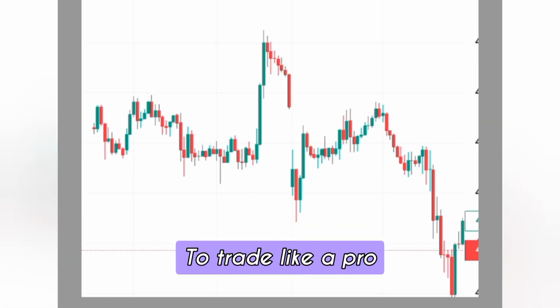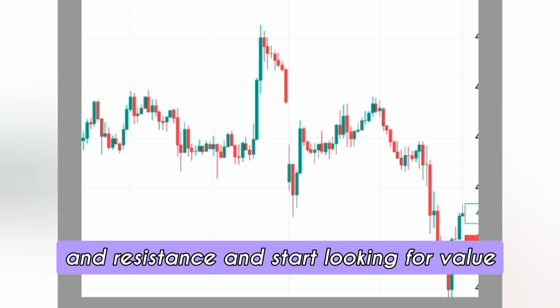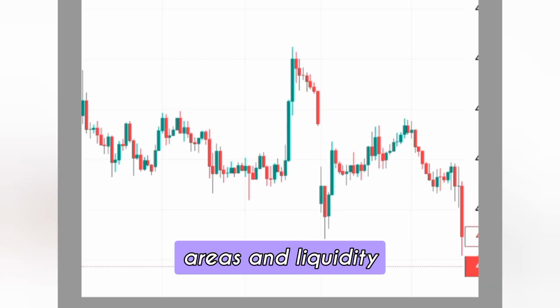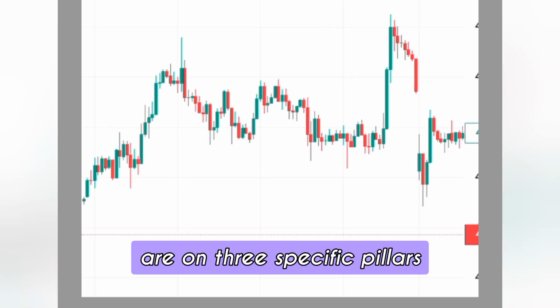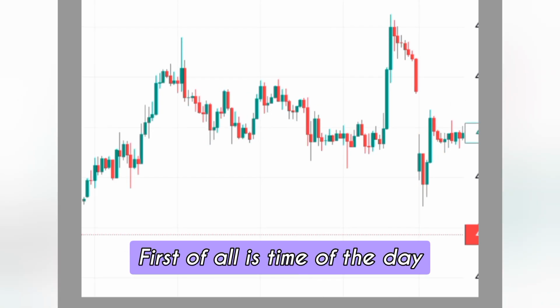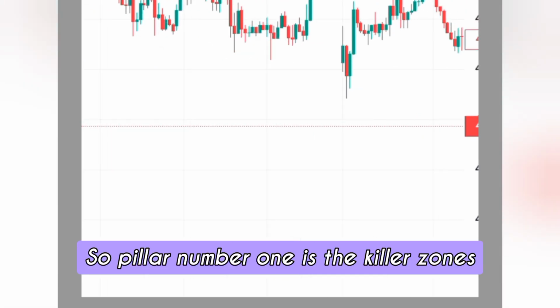To trade like a pro, let's stop looking for support and resistance and start looking for value areas and liquidity pools. My strategy rules are built on three specific pillars. First of all is time of the day, narrative and execution trigger. So pillar number one is the killer zones.